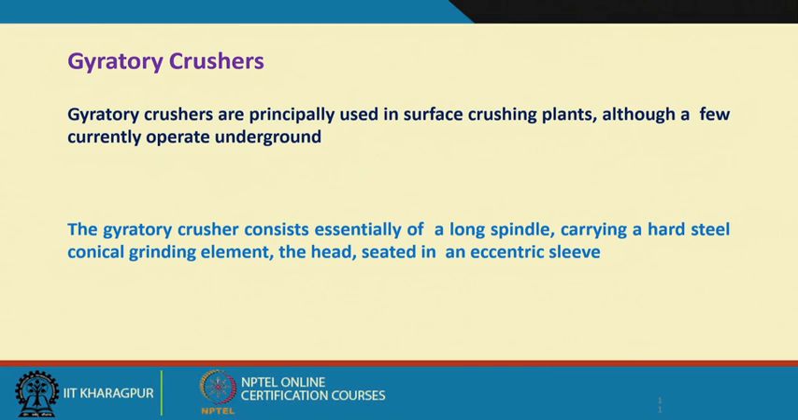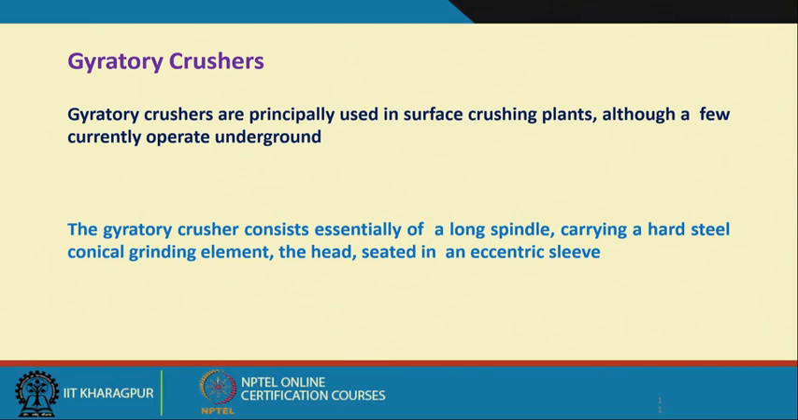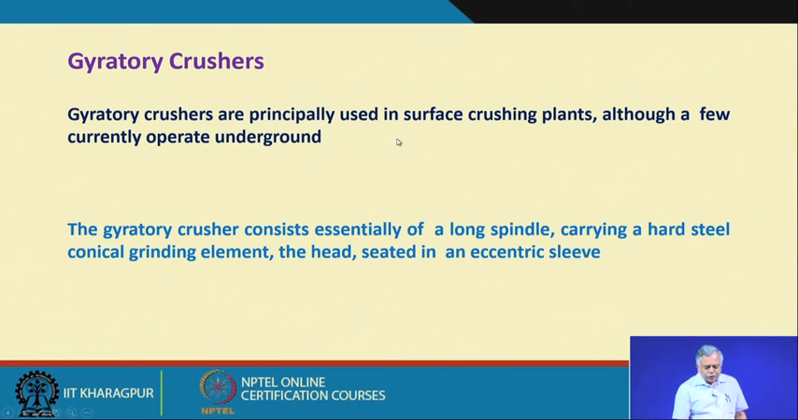So, let us discuss now what the gyratory crushers are, and then we will come back again to this discussion, that is where I should use a jaw crusher and where I should use a gyratory crusher. So, what is the gyratory crusher? The gyratory crushers are principally used in surface crushing plants, although a few currently operate underground. That means, even the gyratory crushers these days are being used in underground operations also for breaking the materials.